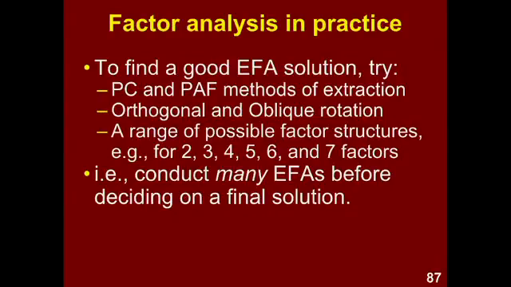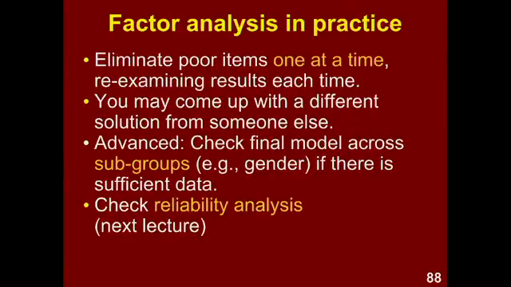Then you're wanting to say how many factors there are and look at several different runs. Look at 2, look at 3, look at 4, look at 5, etc. Eventually you'll settle on, say, 5 factors, and then you'll start to look more carefully at the items and start taking out the weakest items out of your model. So take out your items one at a time.